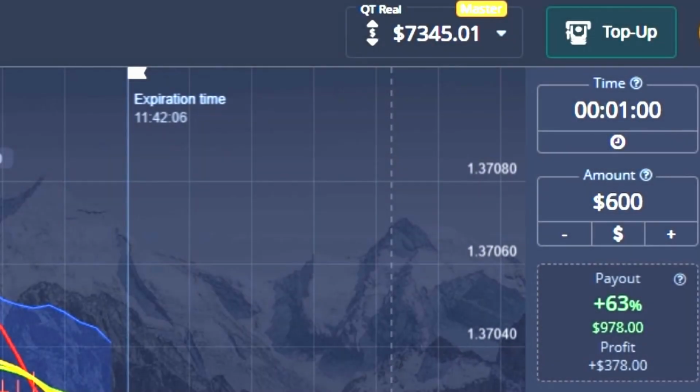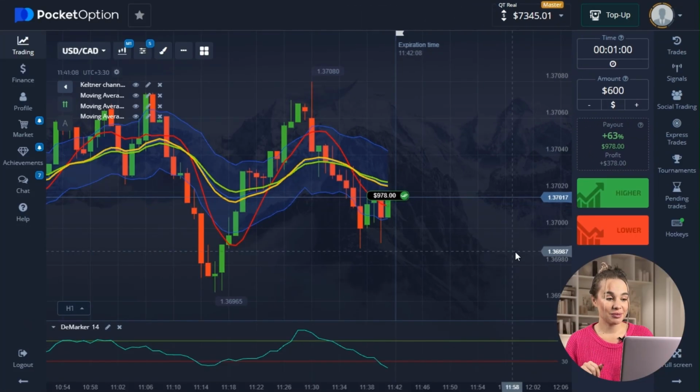Profit is in, another $378, so let's keep going. The recession in the States had a ripple effect on the global market, but the Canadian dollar dodged the consequences.